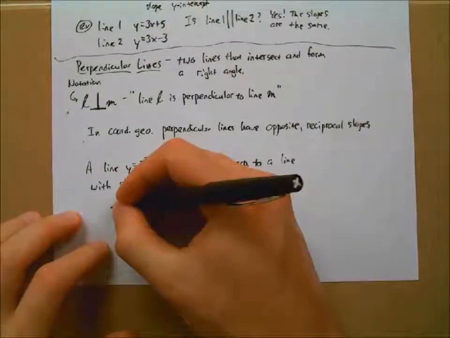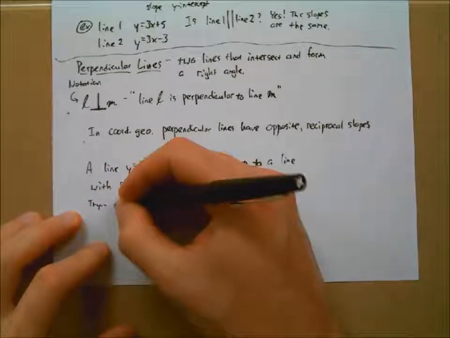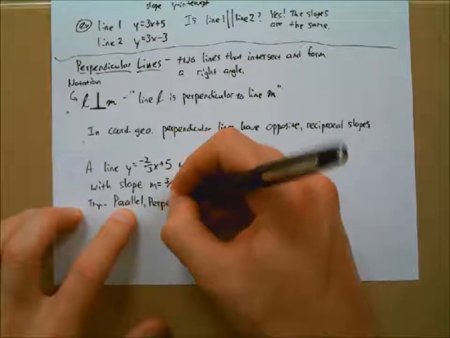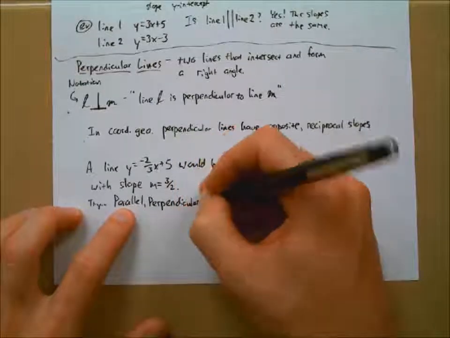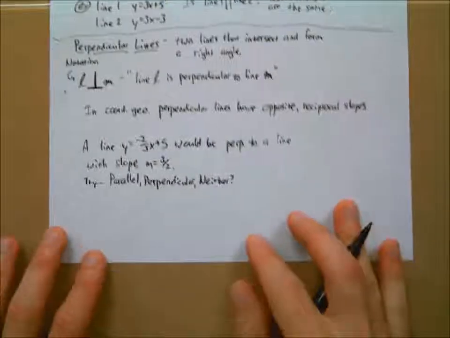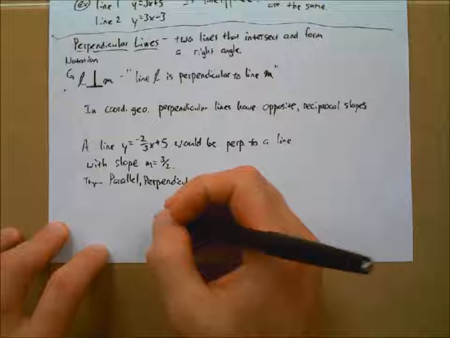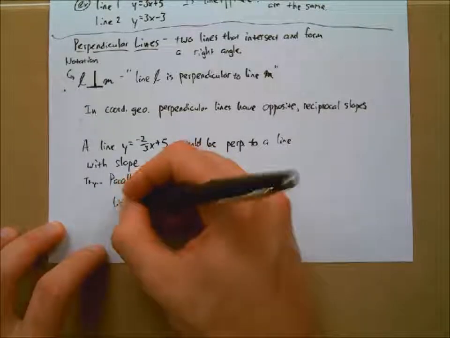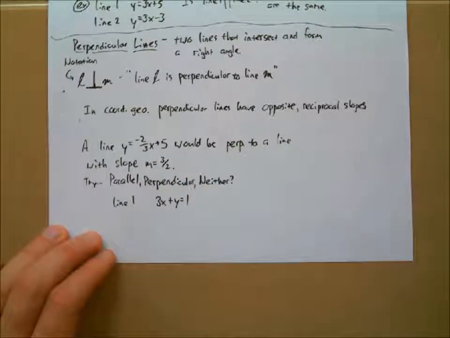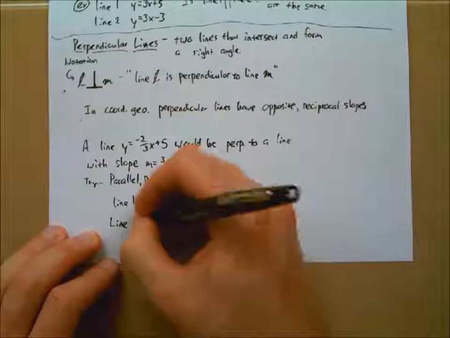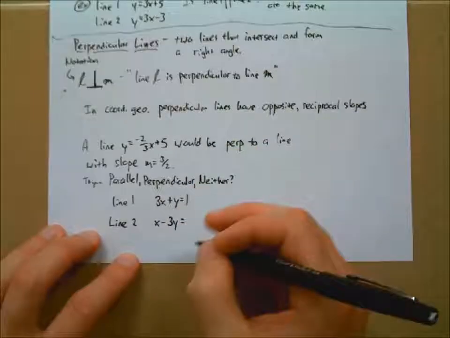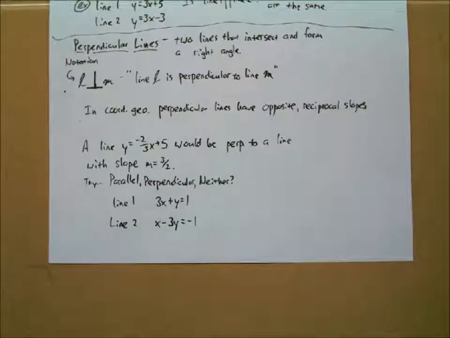So let's try this here. This is for you guys to try: parallel, perpendicular, or is it neither? So again, that's your question. Identify whether these paired lines I'm going to give you are parallel, perpendicular, or neither. All right, line 1 we'll say is 3x plus y equals 1. And line 2 we'll say is x minus 3y equals negative 1. Okay? So give that a shot.